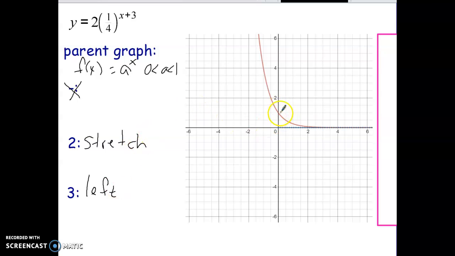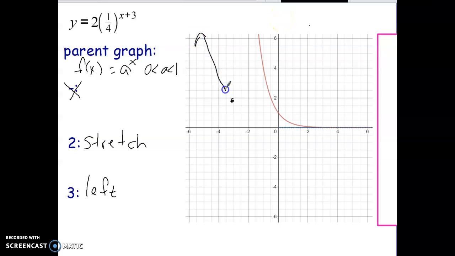Okay, so my anchor point right here. I'm going to do a vertical stretch. So it's going to move up twice as far as it was. Instead of being at 1, it's going to be at 2. And then it's going to move to the left 3. So that's going to end up being over here. But that doesn't affect my asymptote because my asymptote is here on the x-axis. So when I stretch, things that are on the x-axis don't move. And when I move to the left, a horizontal movement is not going to change this horizontal asymptote. So it's going to stay in the same place.